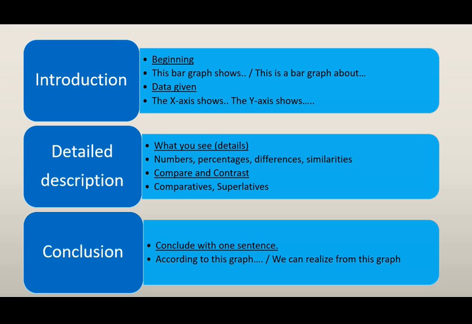The x-axis shows, and then you can write the label of the x-axis there. The y-axis shows, then you can write the label of the y-axis there.